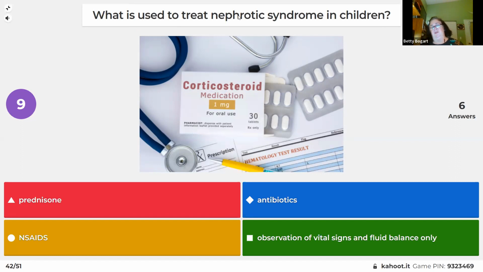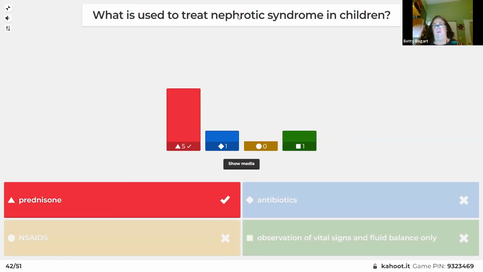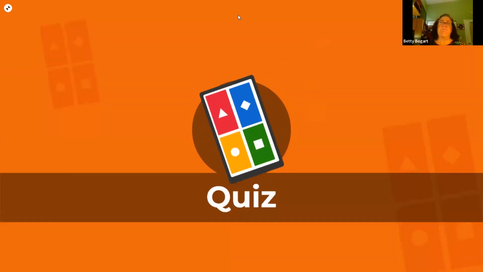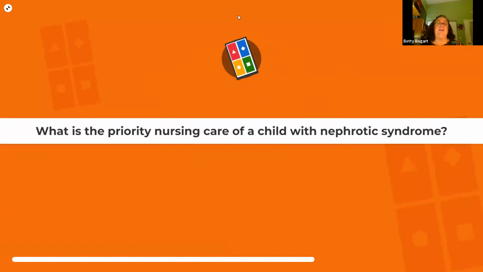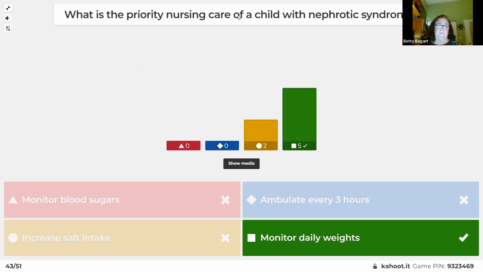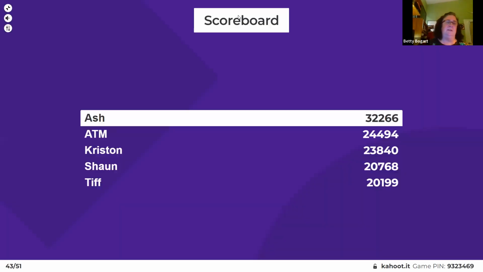I mean, besides fluid restrictions and low salt diet and monitoring intake and output and daily weights, we give them the prednisone to try to calm the body down from losing all this protein. What is a priority nursing care of a child with nephrotic syndrome? And we're just going to monitor daily weights, intake, output, right? And of course, we're going to decrease salt and we're going to decrease fluid intake. Very good.